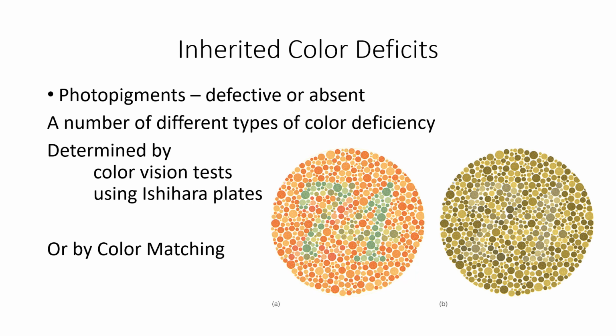And so we can talk about what happens when we have a defective or absent photopigment. I'm going to say this is not really evidence for trichromatic theory of color vision. Rather, as we learned about trichromatic theory, it informed our understanding of these color deficits. We knew they existed, but we didn't exactly know why. We have a number of different types of color deficiency, and we can figure out whether or not somebody has a color deficiency by using these Ishihara plates.